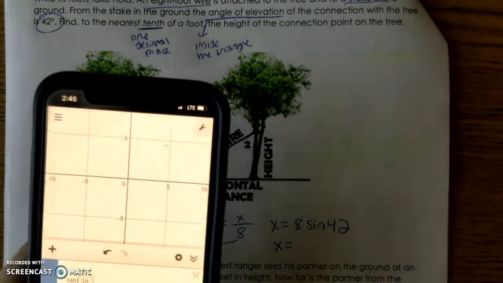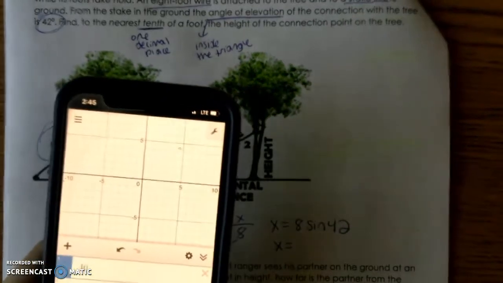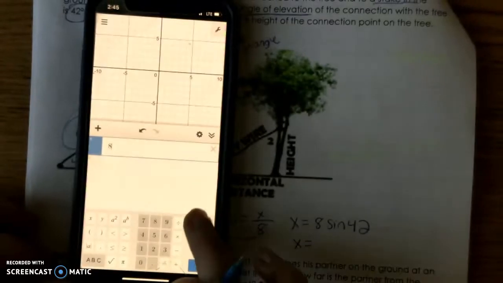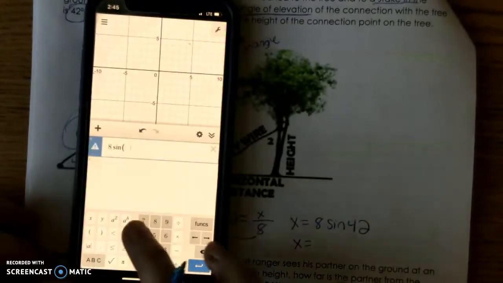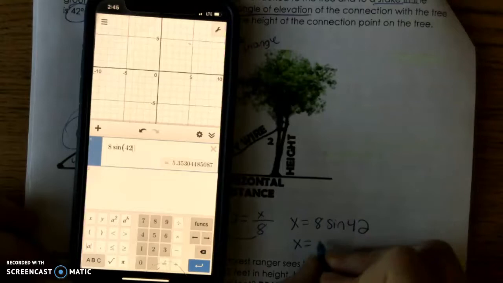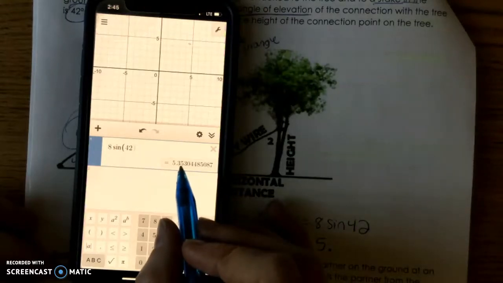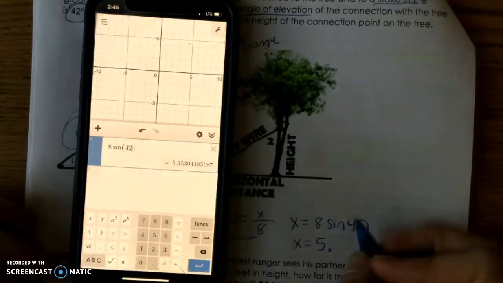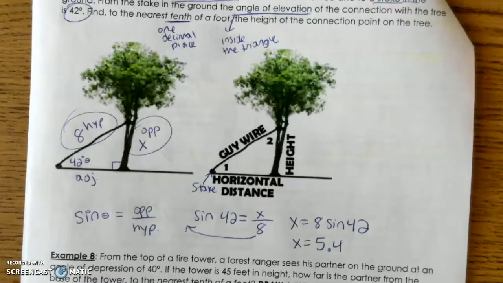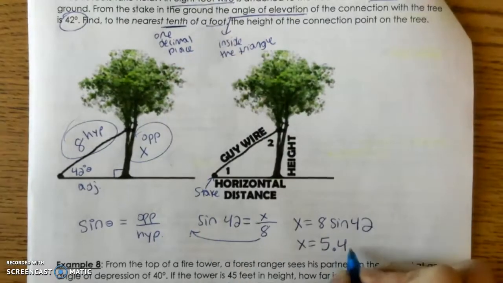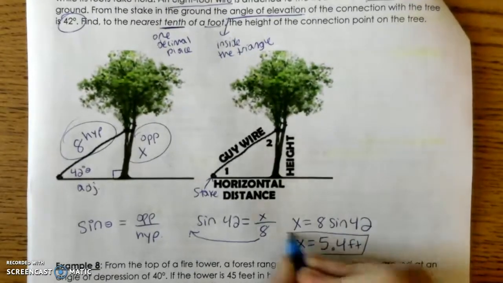So 8 sine 42. All right, so if I'm rounding to 1 decimal, I'm going to look to the second decimal place, and I see a 5, so that bumps the 3 up to a 4. Okay, we need to make sure we include units, and they told me it was a foot, right? So x equals 5.4 feet.